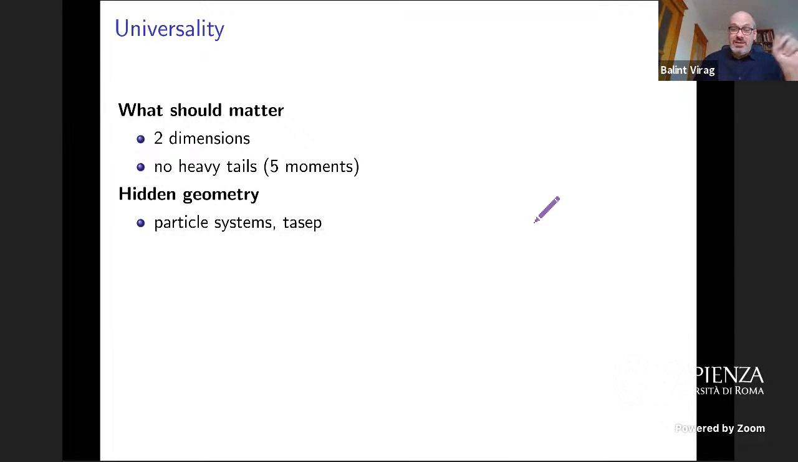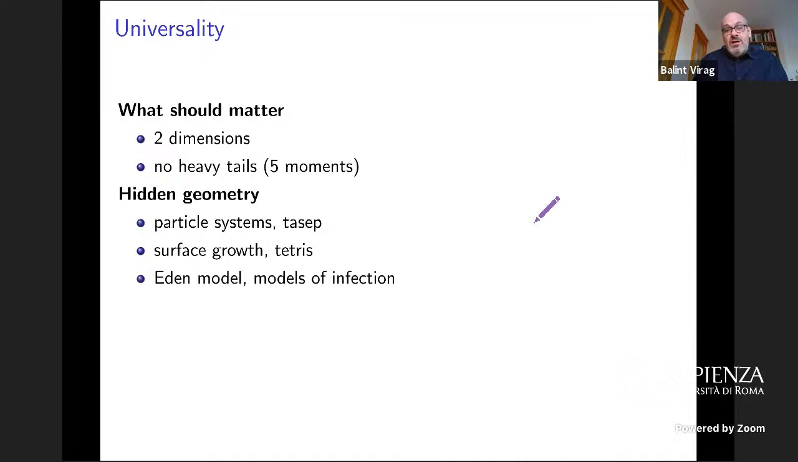Now, another thing is, just like ordinary Euclidean geometry, there are lots of models where you have geometry, it's just not obvious yet that you have them, right? So the geometry is hidden somewhere behind the model, and you have to work to get it out. And the typical one is particle systems. One of them is TASEP, which I'll talk about later. If you look at Tetris and see how that grows, the surface growth of that would be one of these. There are models of fluid growth like the Eden model, and you know that there's a random geometry. Actually, the Eden model is a ball in a random metric.